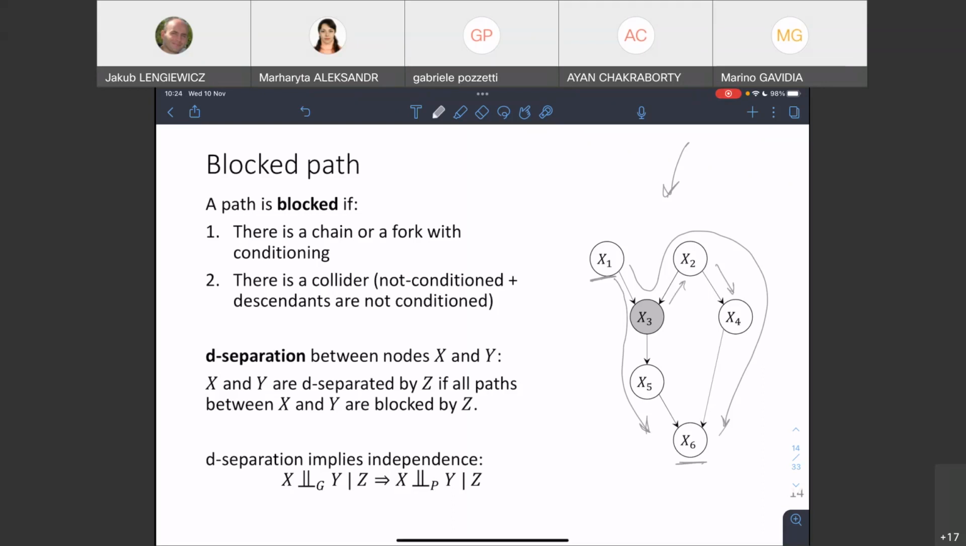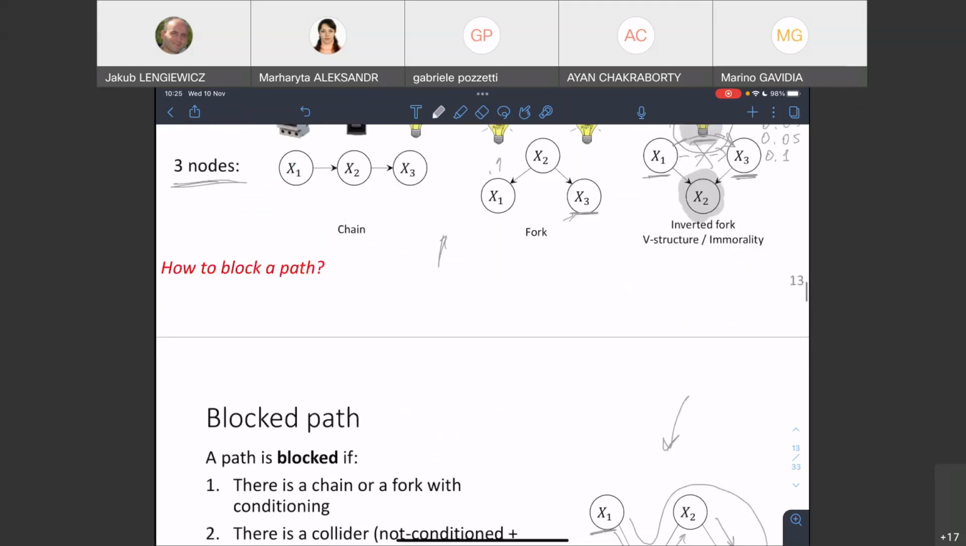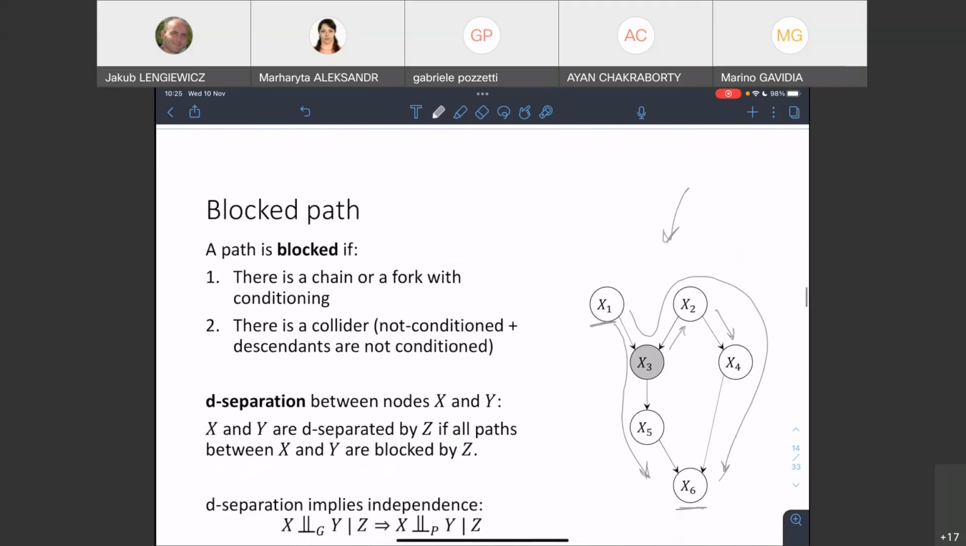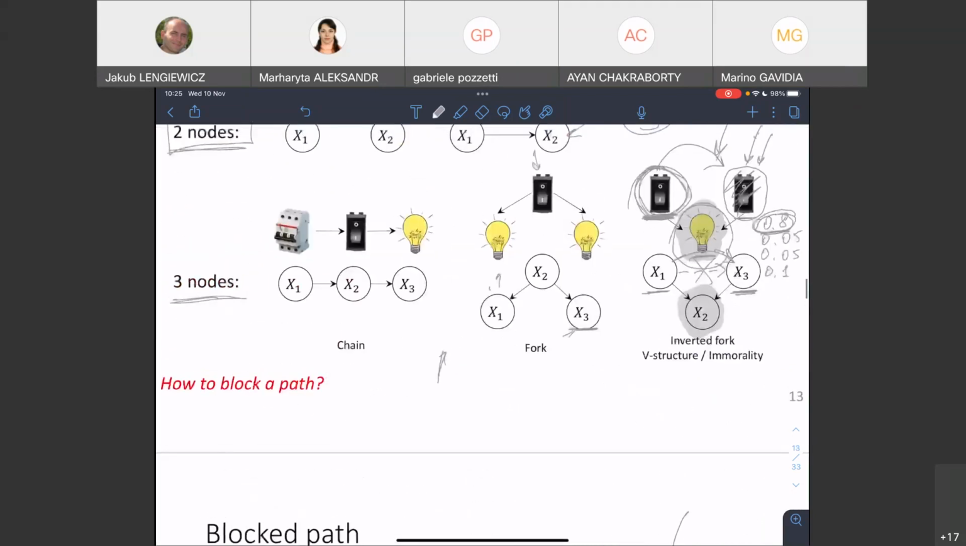Now we'll be discussing when the path is blocked. A blocked path means that associational information doesn't flow through this path. And as we discussed here, we'll be using these building blocks. What we need to block a path: a path is blocked if there is a chain or fork with conditioning on this path. So essentially, if we observe this situation or this situation, and we apply the operation of conditioning, then we know that the information cannot flow from x1 to x3. And of course, if there are more nodes, because we have a block here, it will not be able to flow further.